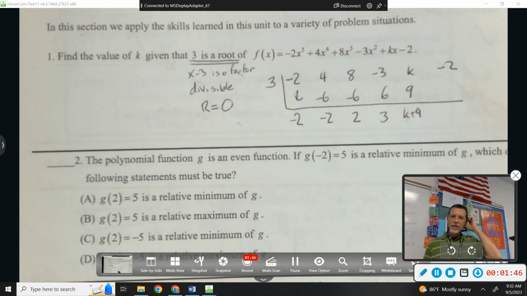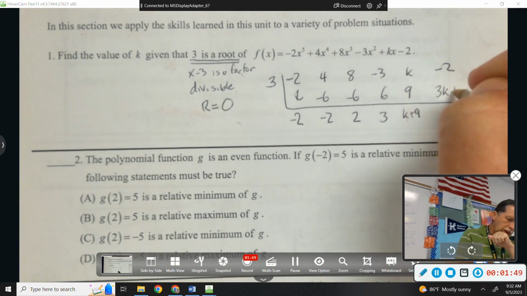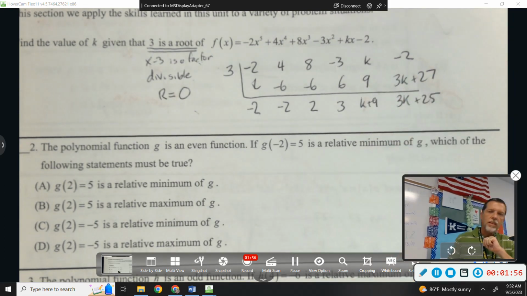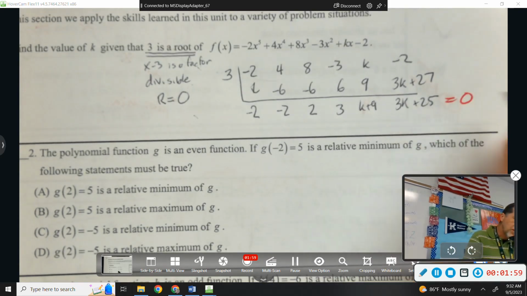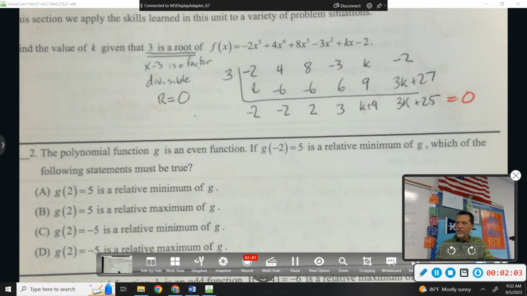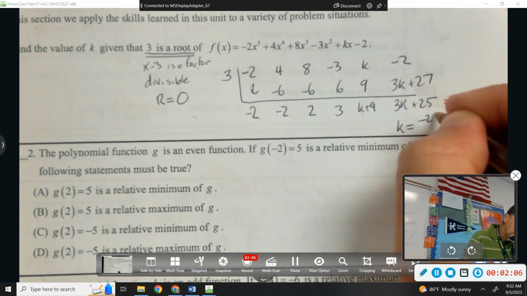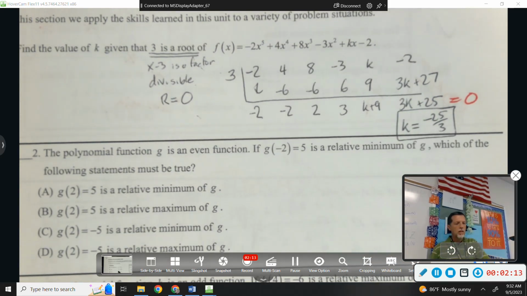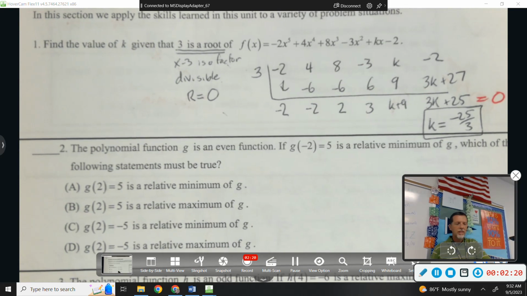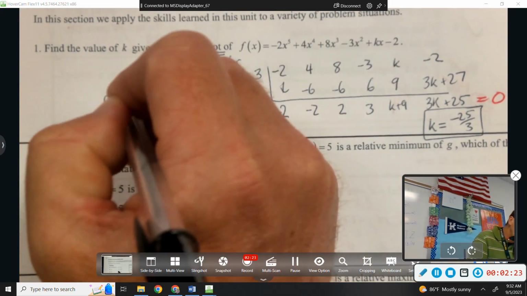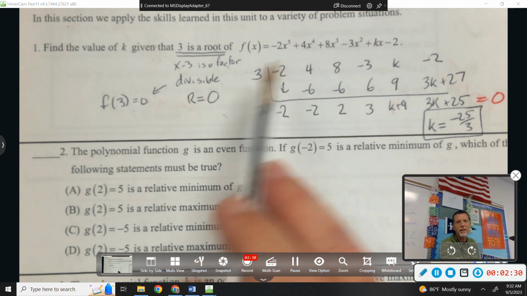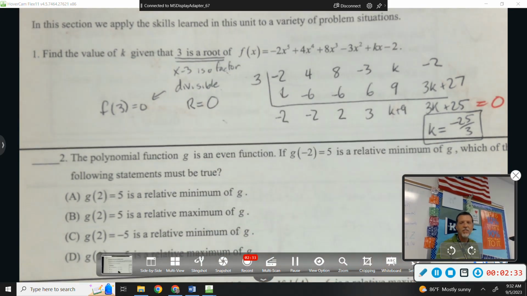9 plus k plus 9. Multiply by 3, so 3k plus 27. 3k plus 25. But that's supposed to equal 0, because 3 is a factor, which means it doesn't have a remainder. So k equals negative 25/3. The other way, I don't know that I would even do it the other way. It also means that f of 3 equals 0. But I don't want to plug in 3 because then I have to deal with 3 to the 5th and 3 to the 4th and 3 cubed, and it would work, but synthetic division is usually the way to go.